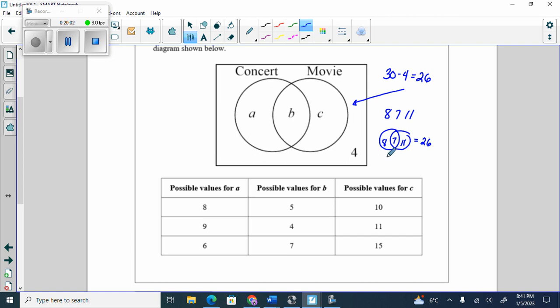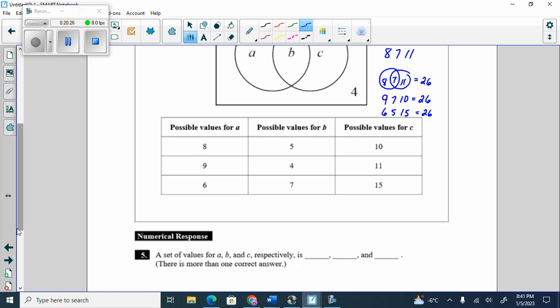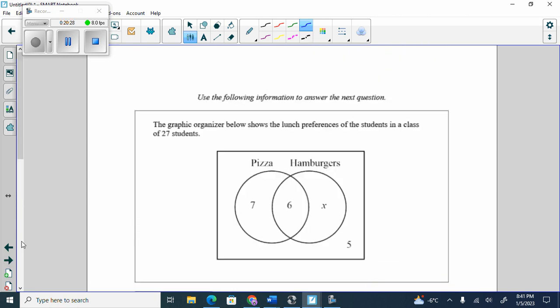Another one would be 9, 7, and 10. So adding one more to this, taking one off of this, that would add to 26. Another option would be 6, 5, 15. That would add to 26. So that's your three options. All three would be included in the numeric response options. All right.